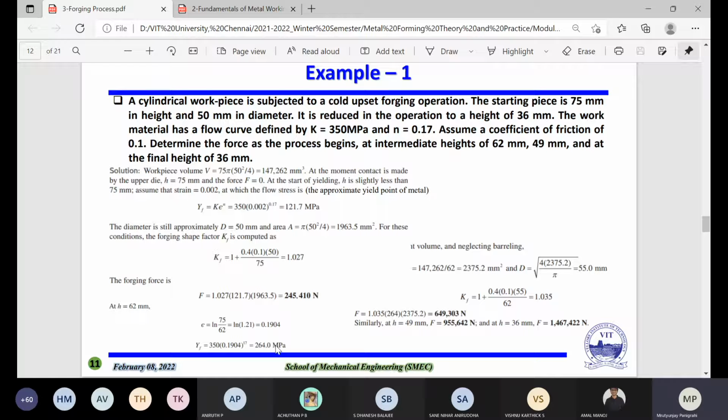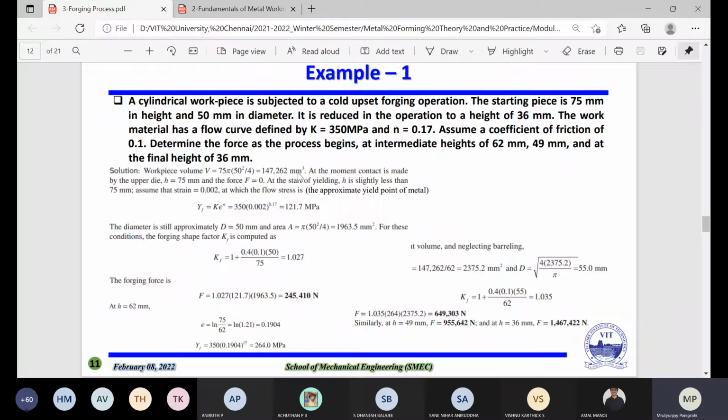Now to get the value of Kf, you need the D value. That is important. We do not have D, because initially the diameter was 50 mm, but after pressing we have to find out the diameter. Area also you cannot find, because you need D, pi d square by 4. So you have to go for the volume, because between the initial volume and the final volume there is no difference. The initial workpiece volume V equals 75, the starting height, times pi times 50 square divided by 4. So you will get 147,262 mm3.